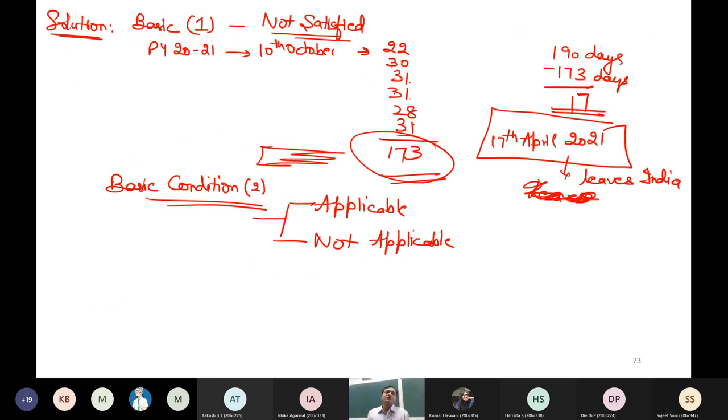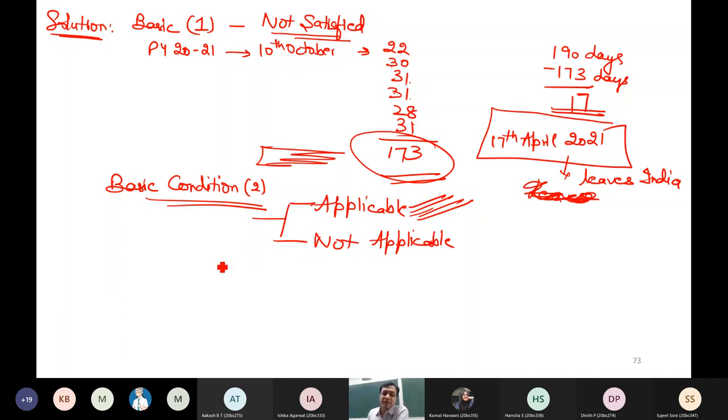There might be situations where you cannot even check this condition. In the present example itself, suppose the assessee would have been an Indian citizen, I would not have applied basic condition number 2 and I would have become non-resident. But since the assessee is neither an Indian citizen nor a person of Indian origin and is coming on a visit to India, basic condition 2 is applicable. There is no exception granted for such people.